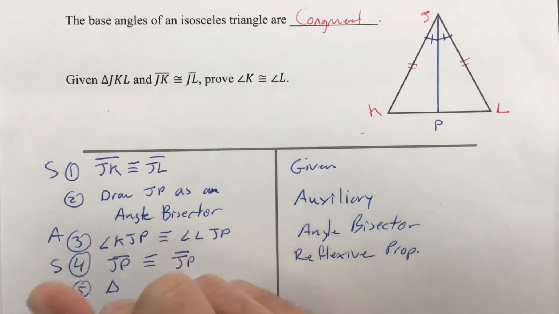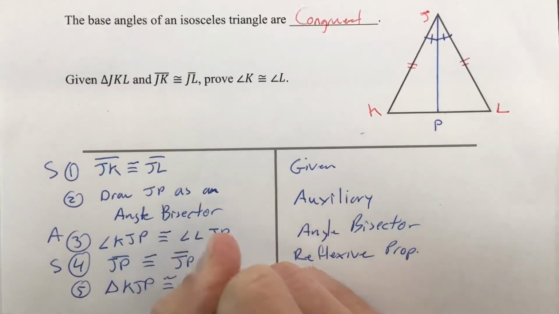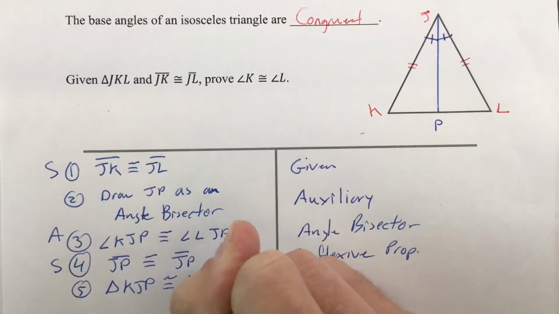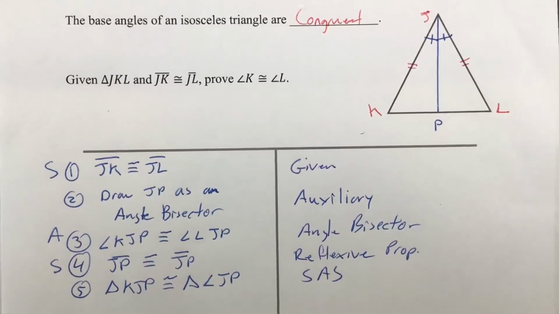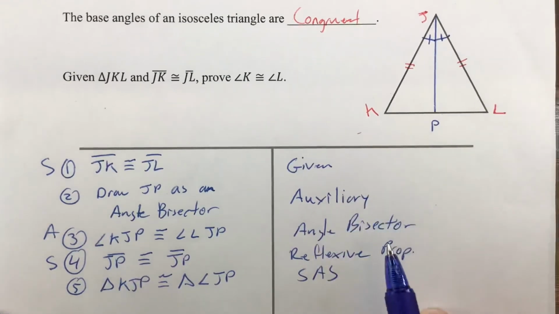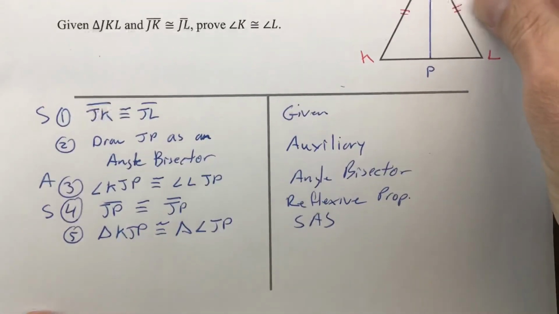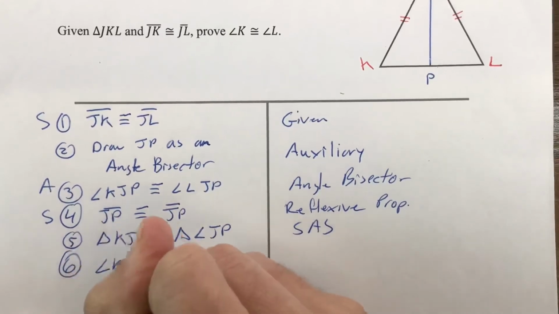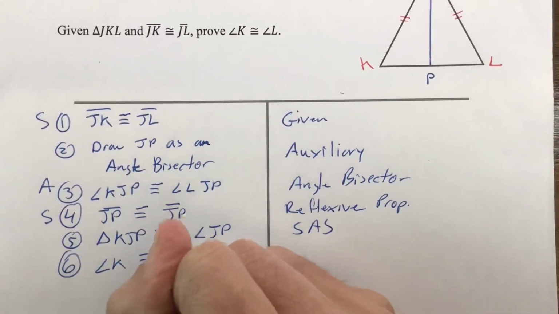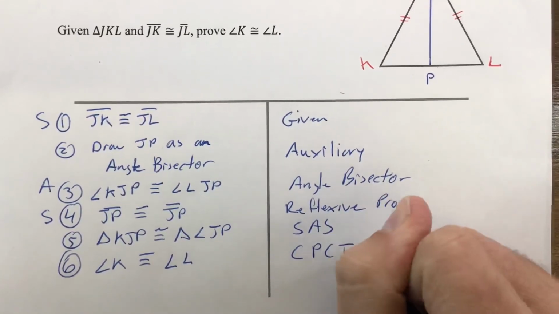So triangle KJP is going to be congruent to triangle LJP because of side angle side. And that almost gets us there. What we need to do is prove that K is congruent to L. We have to prove that those base angles are congruent. So we've got one more step here, which is 6. We can now say that angle K is congruent to angle L because of corresponding parts of congruent triangles.